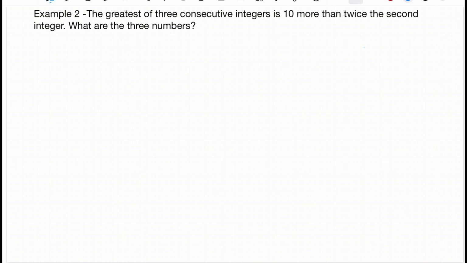In example 2, the greatest of 3 consecutive integers is 10 more than twice the second integer. What are the 3 numbers? And the first thing we want to do is make sure we understand what an integer is. So an integer, it's a whole number. Minus 1, 0, 1, on and on. And it is not a fraction. So that's what an integer is.